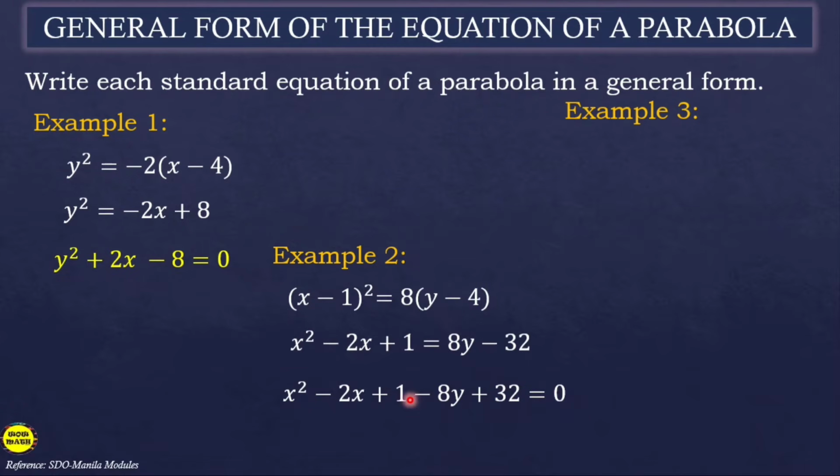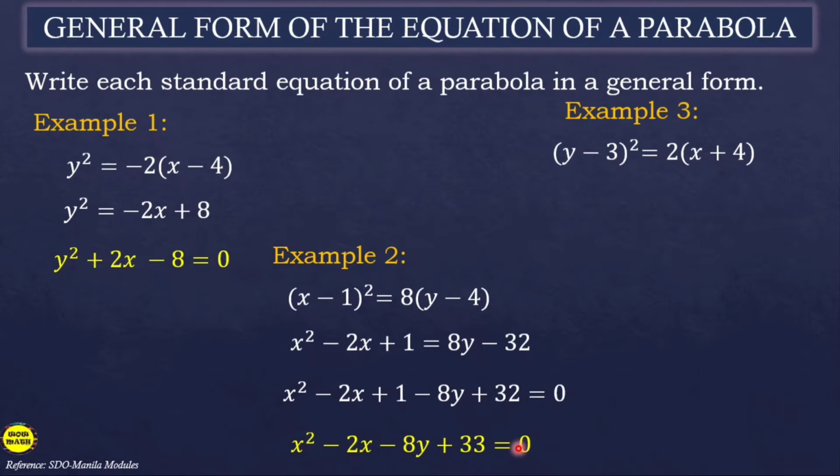So, pagsamahin natin, no, yung mga constant term, and then si negative 8y isusunod natin dito kay negative 2x. So, maging x squared minus 2x minus 8y plus 33 kasi 1 plus 32 is equal to 33. So, the final answer is x squared minus 2x minus 8y plus 33 is equal to 0.